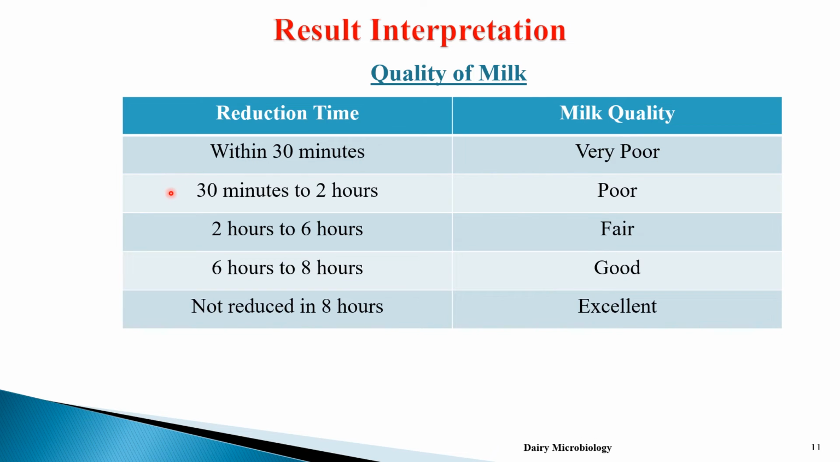If the reduction of methylene blue occurs in between 30 minutes to 2 hours, then that milk will be of poor quality. If the time that is required for change in the color of methylene blue from blue to colorless is in between 2 to 6 hours, then that milk will be of fair quality. And if the reduction occurs between 6 to 8 hours, then the quality of the milk will be good.